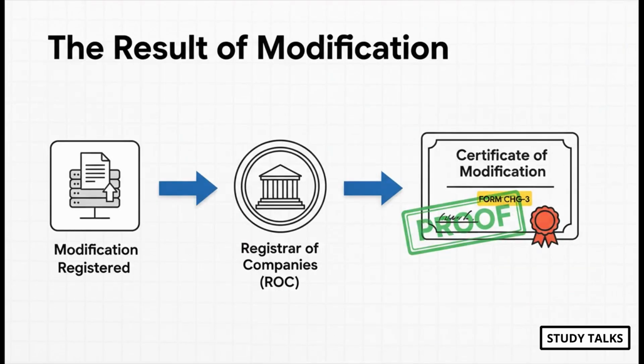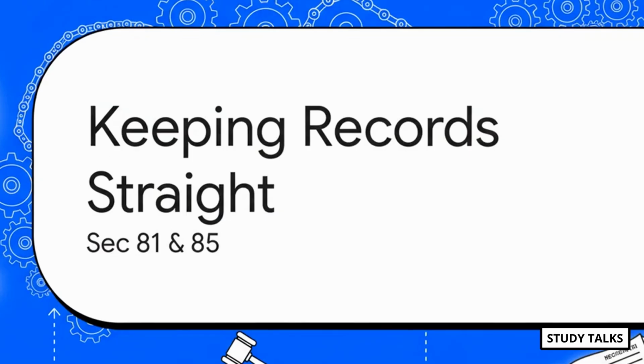And here's an easy mark for you, especially in MCQs. Once you've done all that and registered the modification, the ROC will issue a certificate. What's the form number? It's Form CHG-3. Remember that, CHG-3. That little piece of paper is your proof that you've done everything by the book. All right, so we've handled modifications. Let's move on to the next piece of the puzzle, keeping the records straight.